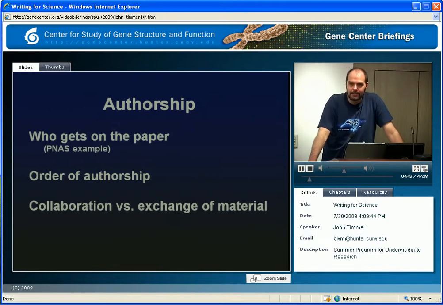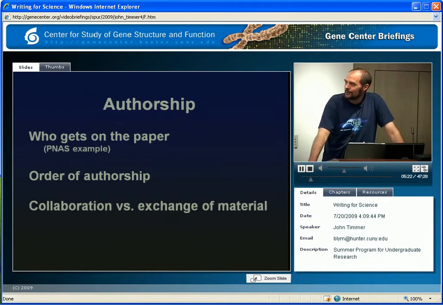Collaboration versus exchange of material. So this is something I hinted at earlier. There is no such thing as a formal collaboration. You often have just informal verbal agreements that you're going to collaborate with a different lab on a given project or a given question, and then it comes down to writing the paper, and you've got to decide, who from each lab gets on the paper, and all of a sudden you'll find out that there were different expectations about what exactly was involved in the collaboration.